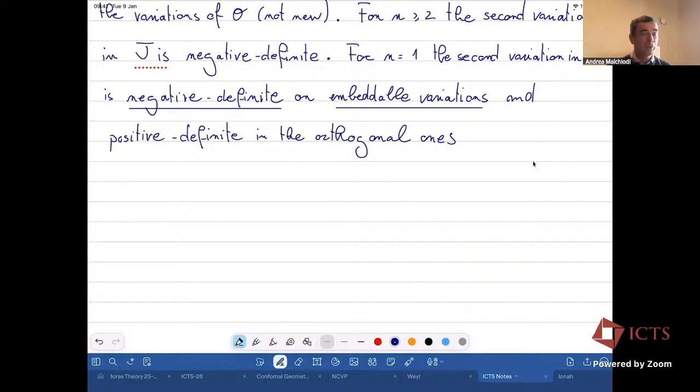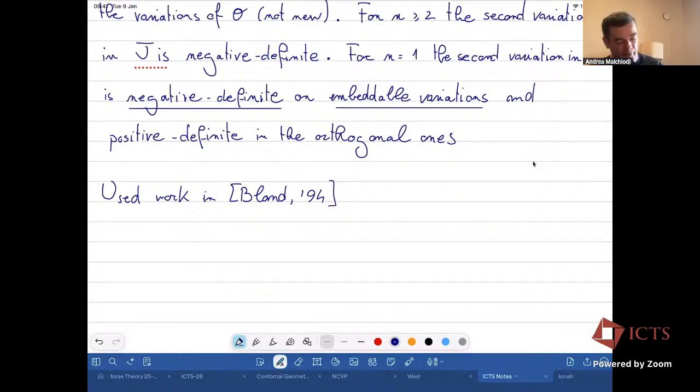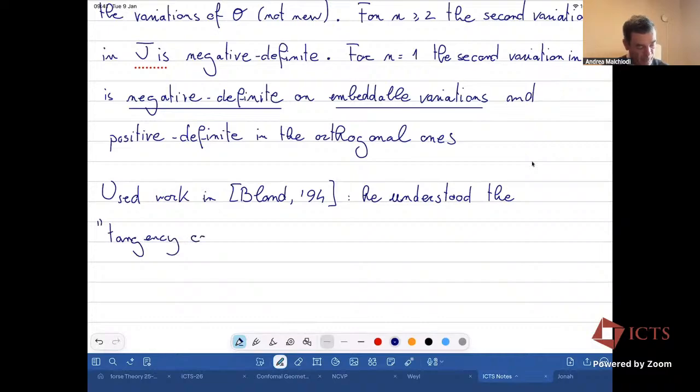And so we used crucially some work by John Bland in 1994. He understood the tangency condition to embeddability via Fourier analysis, say on S3.